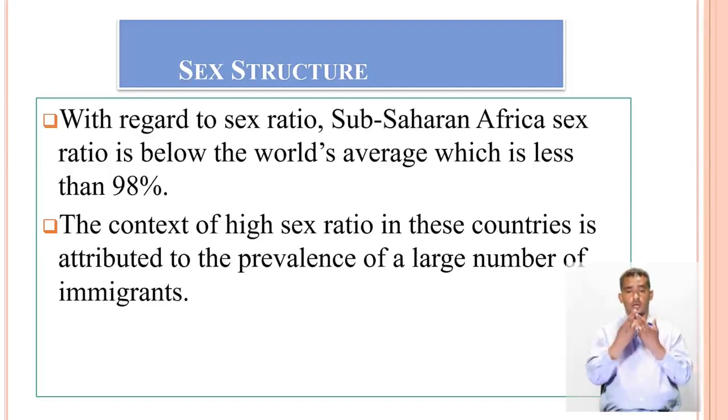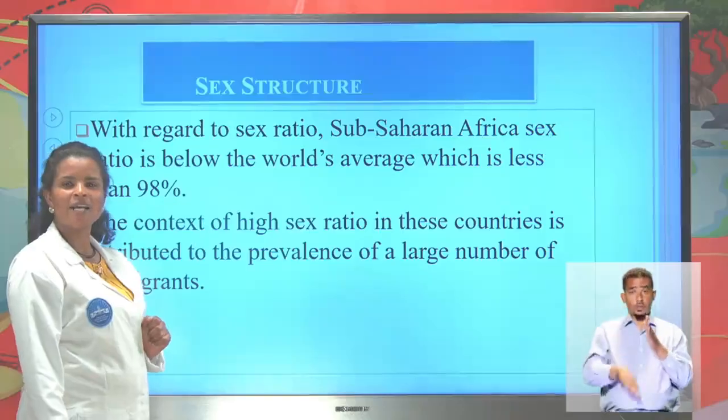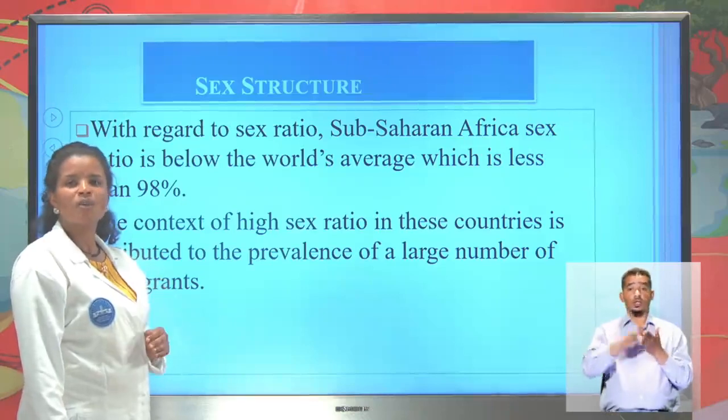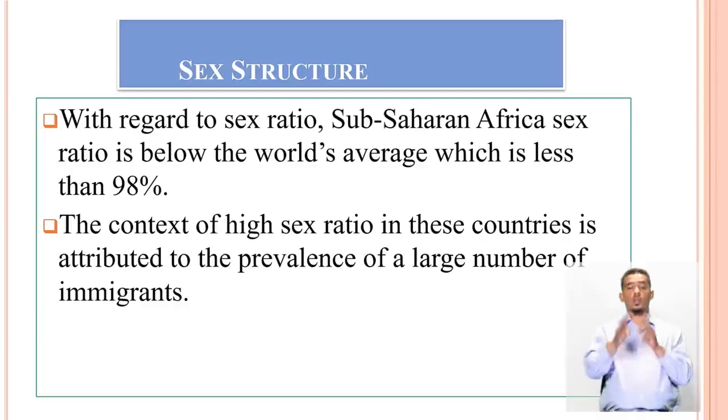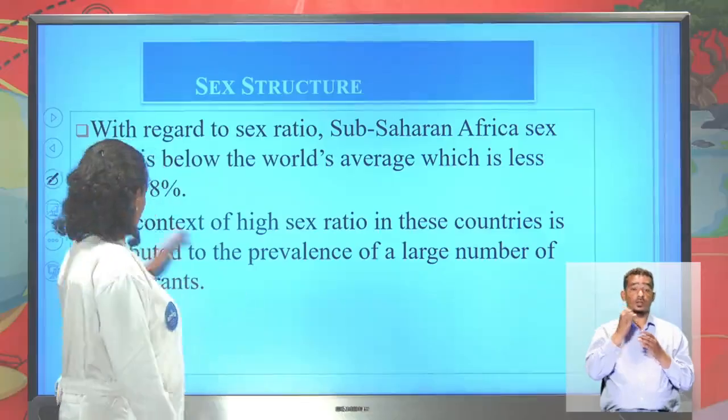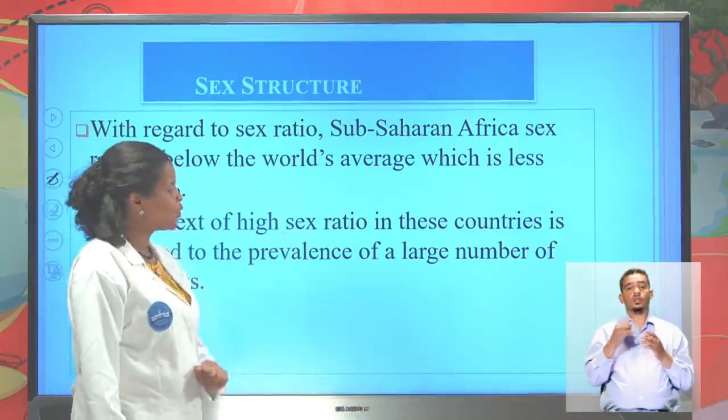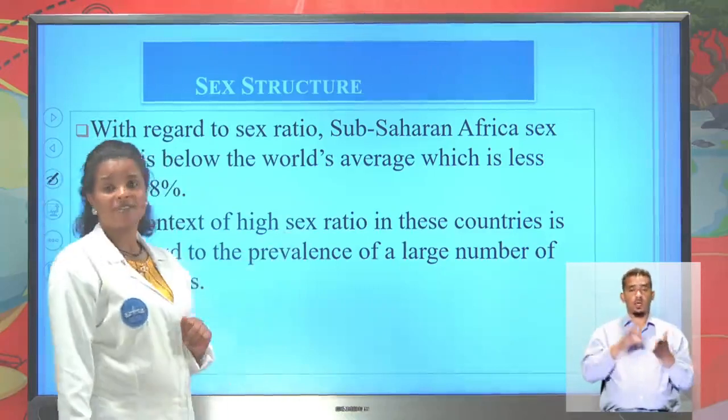With regard to sex ratio, sub-Saharan Africa's sex ratio is below the world average, less than 98. The context of a high sex ratio in some countries is attributed to the prevalence of a large number of immigrants.